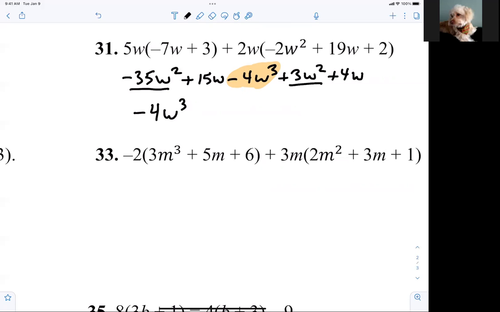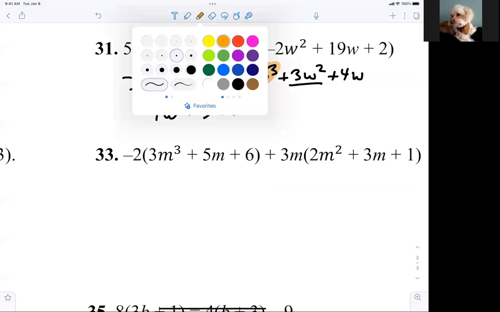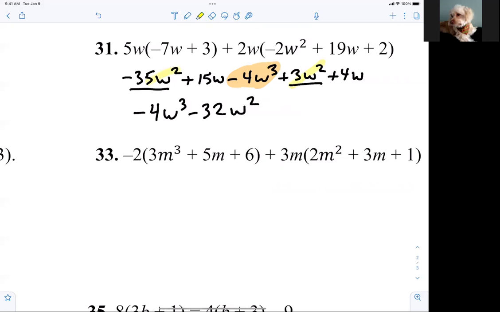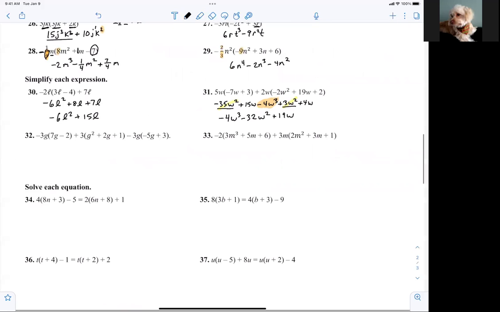Shh, no one's asking you. Oh, my God. What is that? Negative 35 plus 3 is negative 32 w squared. Don't forget to say W. Negative 32w squared. Okay, and then plus 19w. Plus 19w. Beautiful. All right, here we go.